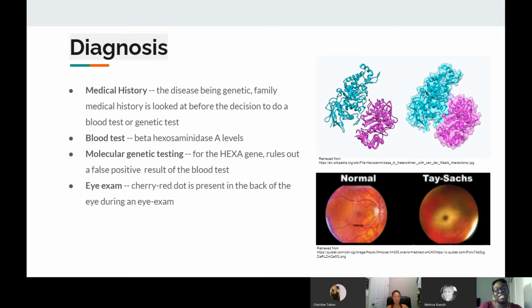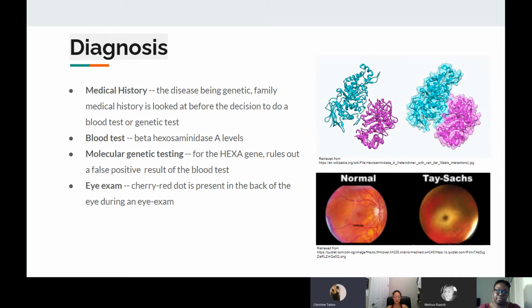Now we're going to move on to diagnosis. To diagnose Tay-Sachs, we look at the patient's symptoms, such as muscle weakness, loss of coordination, loss of vision, slurred speech. And we also look at family history. Good thing to know is that this disease is most common with Ashkenazi Jewish heritage.